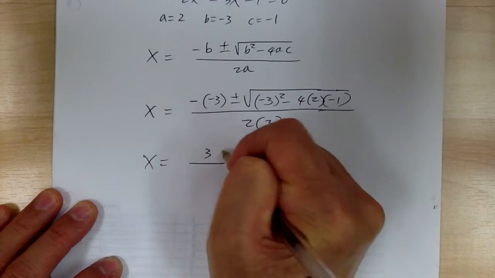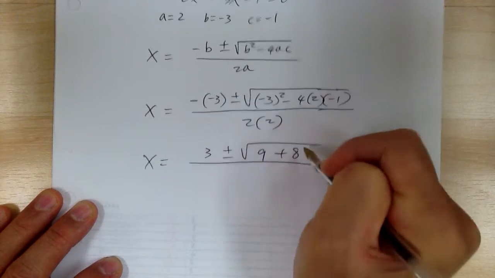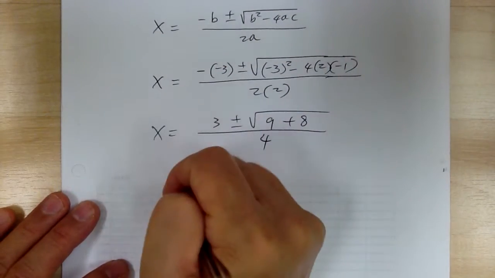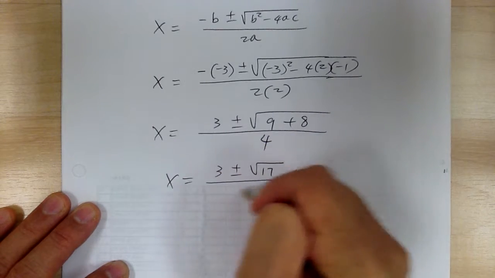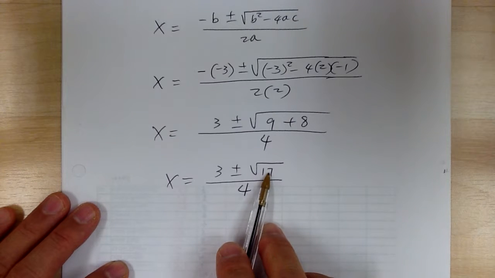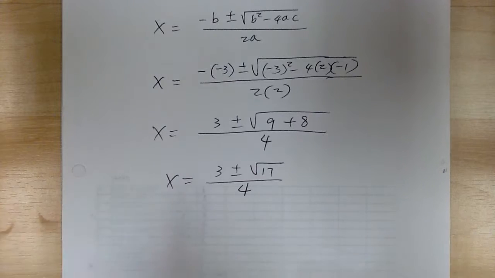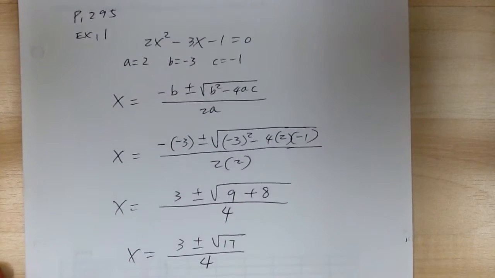So this will become positive 3. This will become 9 plus 8 over 4. So x equal to 3 plus or minus the square root of 17 over 4. And that's it. Now, if this is an integer, then you have to separate the plus from the minus and simplify your answers. So just be aware of that. Okay? Okay, so let's go and do some practice.